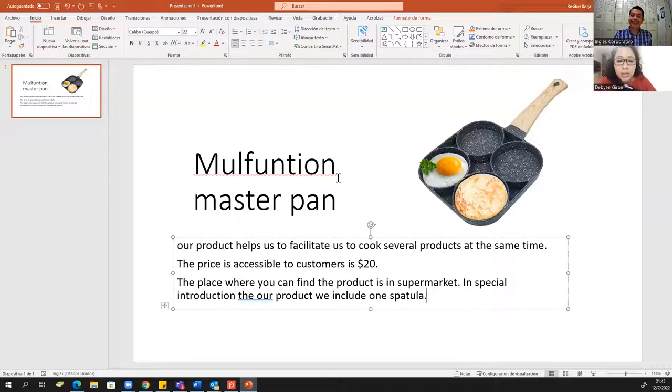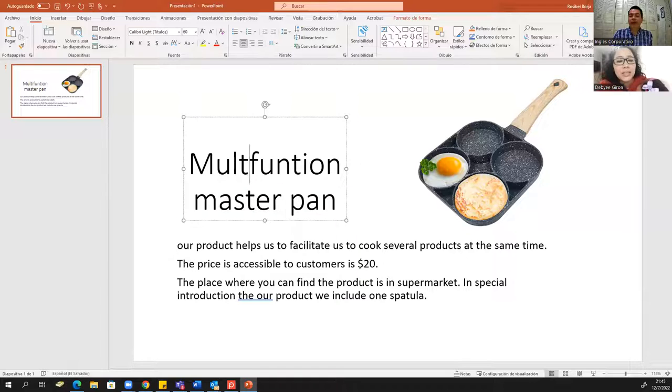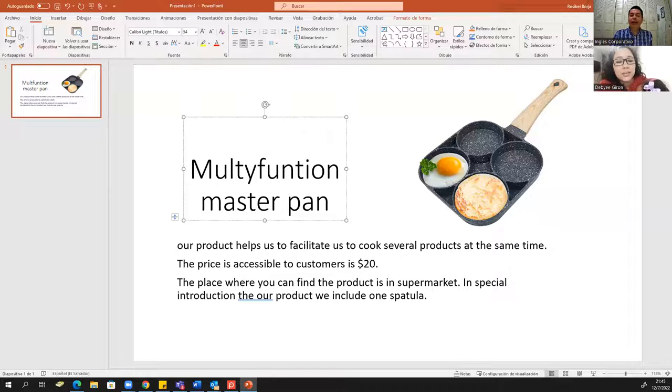Hola, teacher. Malfunction master plan. Oh, malfunction, yes. Nice. Malfunction. Or you can copy multifunction, right? Multifunction. And there is a C, right? Ahí les voy a chequear el vocabulario, ¿ok? Ok. Yes, continue.